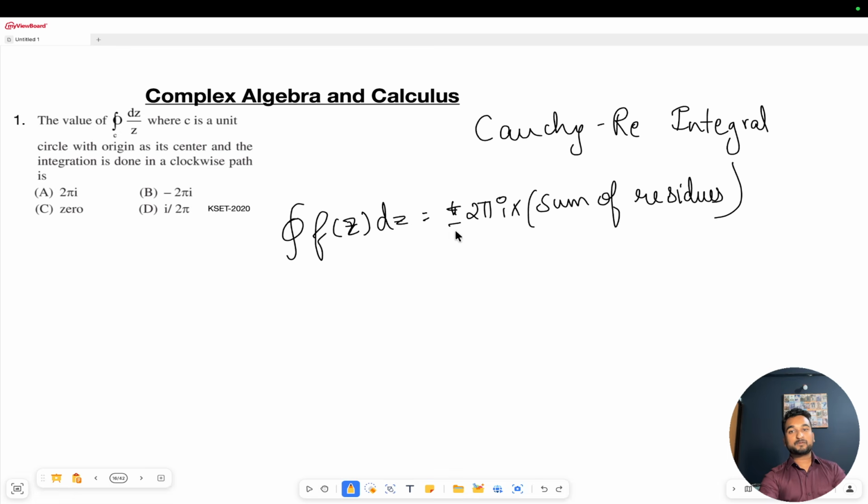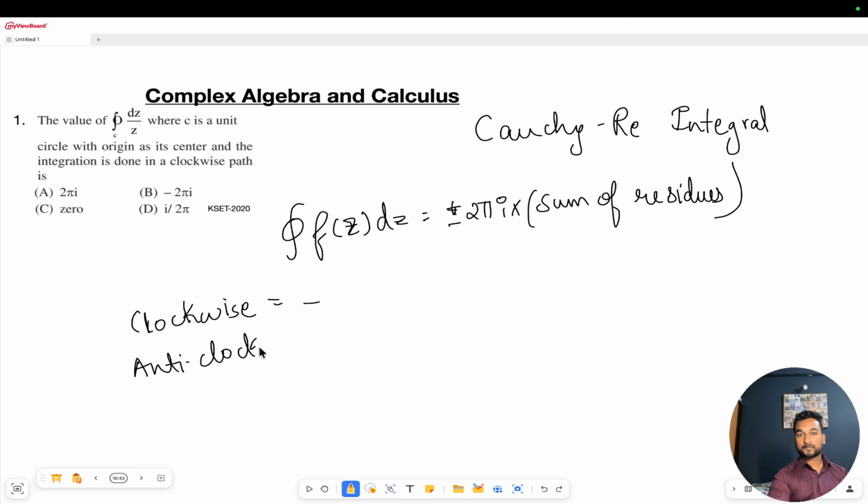But when we have to take plus or minus, if the contour is given as clockwise, then you have to take the minus sign. If it is anti-clockwise, then you have to take plus. Okay, so now how to calculate these residues, everything we will discuss.